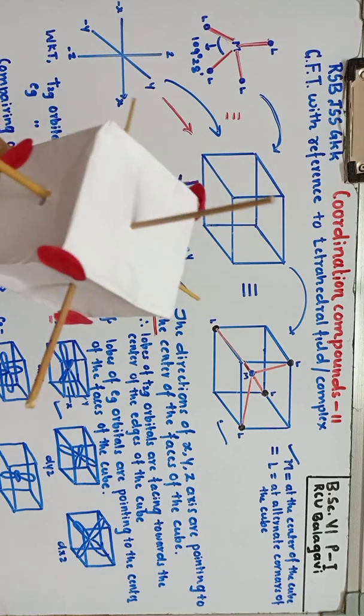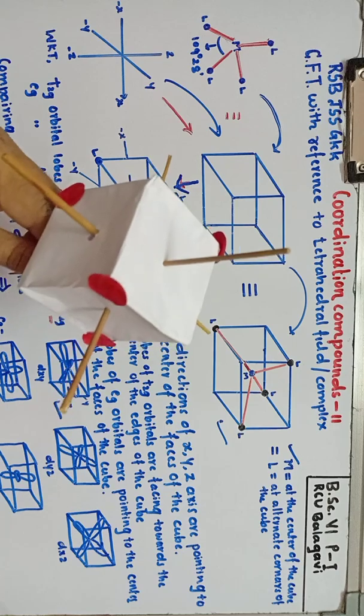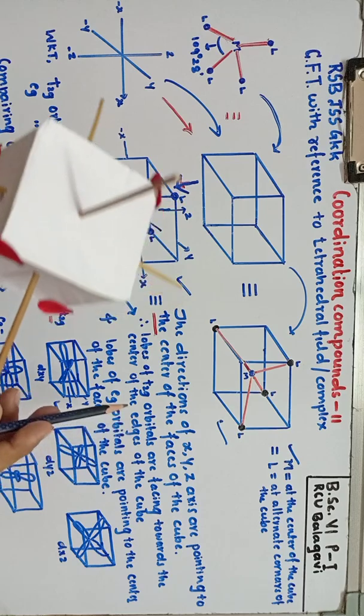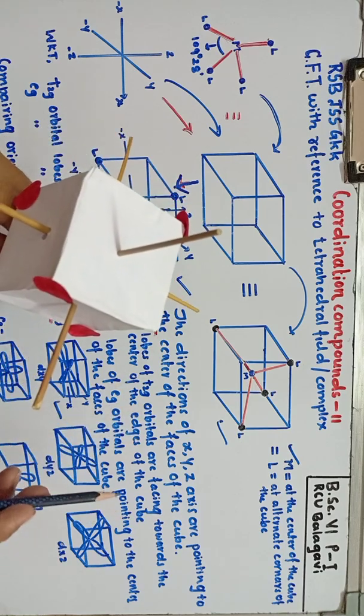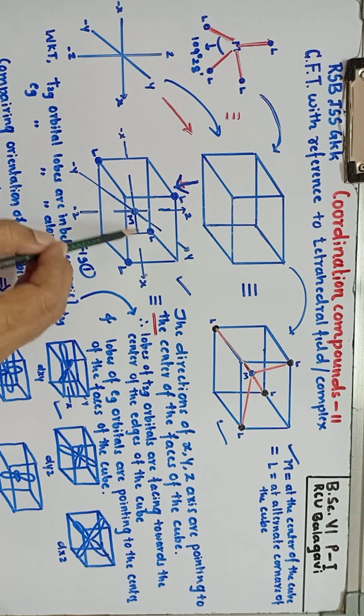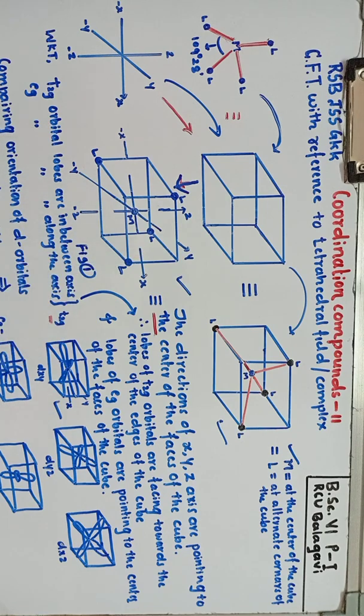So that means, if this is x, this is y, because already we know from the shapes and orientation of d orbitals that the t2g orbital lobes are lying in between the axes, whereas the eg orbital lobes are exactly lying along the axes. This is the main fact we have studied from the shapes and orientation of d orbitals. Now since the t2g orbital lobes are exactly in between the axes, where will the position of these t2g orbital lobes be in this simple cube?